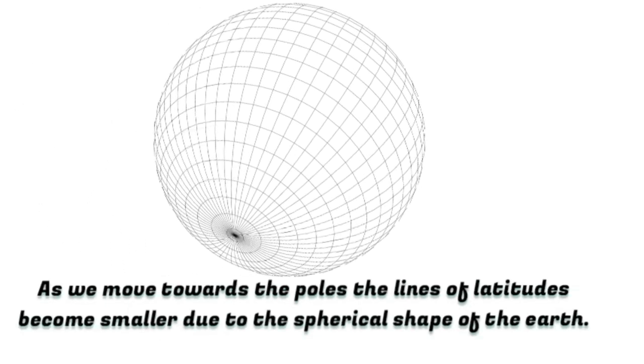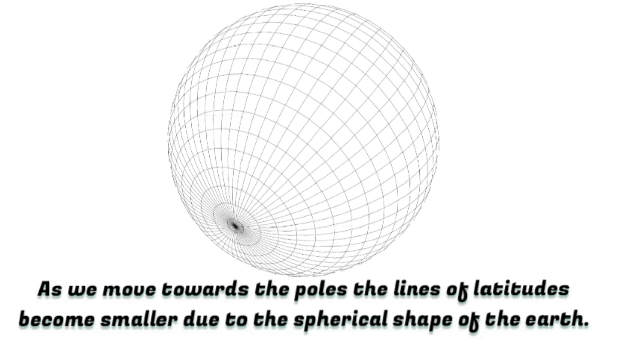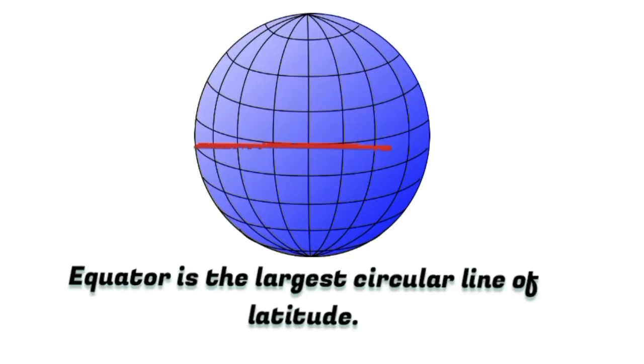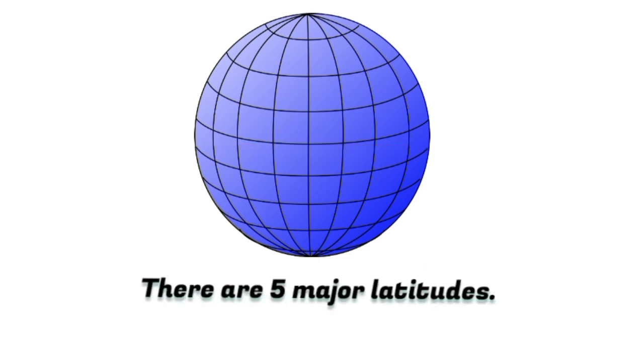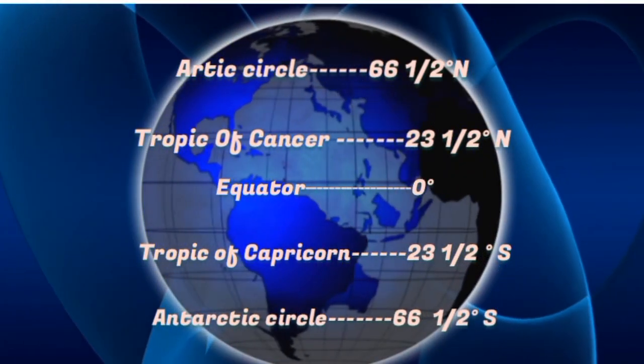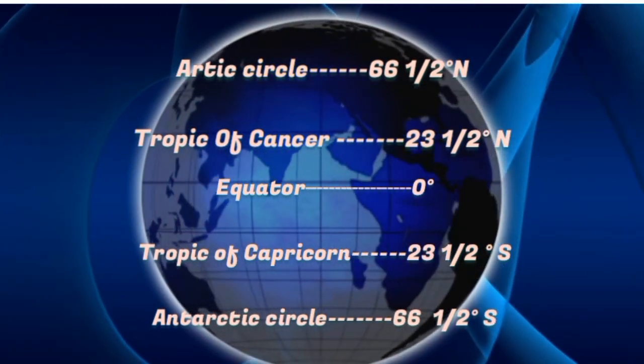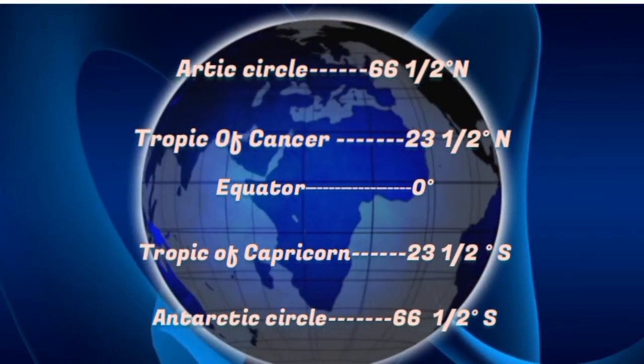As we move towards the poles, the lines of latitude become smaller due to the spherical shape of the earth. Equator is the largest circular line of latitude. There are 5 major latitudes: Equator, Tropic of Cancer, Tropic of Capricorn, Arctic Circle, and Antarctic Circle.